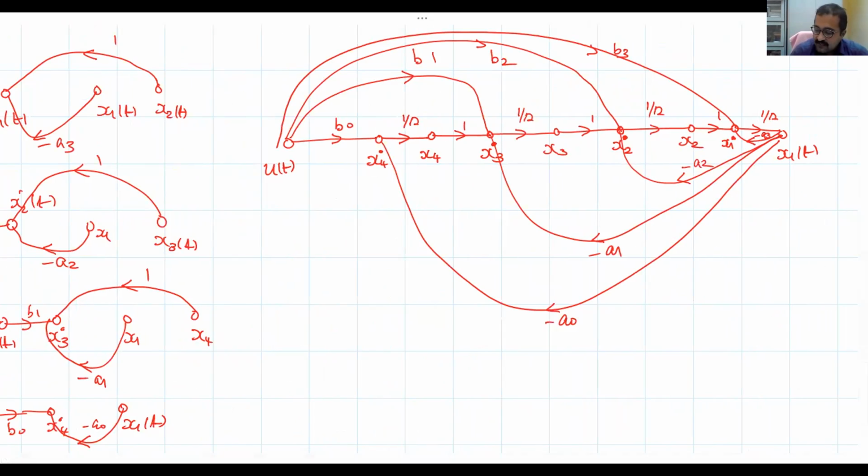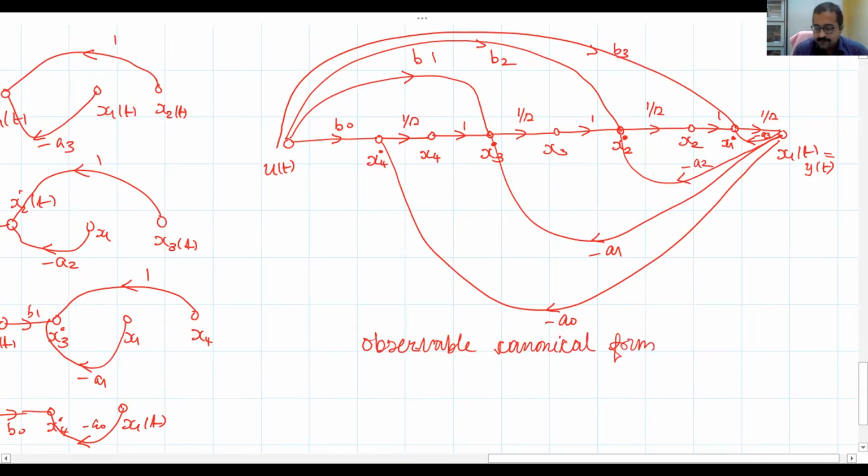Now what is y? y is the same as x1 of t, so this is nothing but equal to y of t. In this way you can obtain what is called the observable canonical form. All the states can be seen from the output equation. This is called observable canonical form.